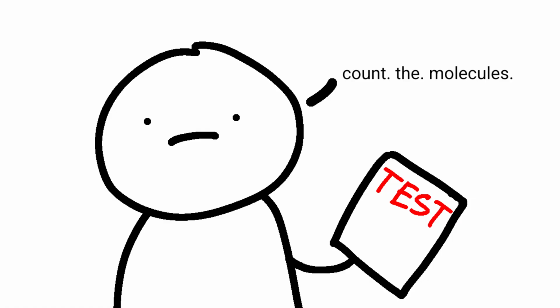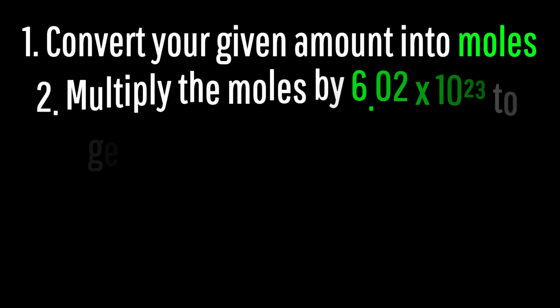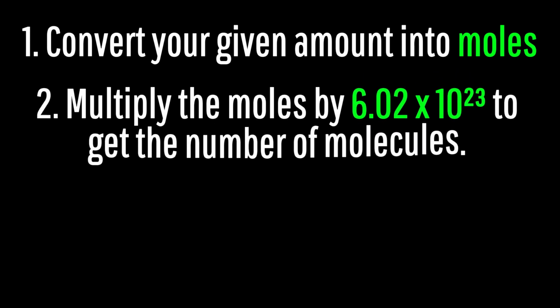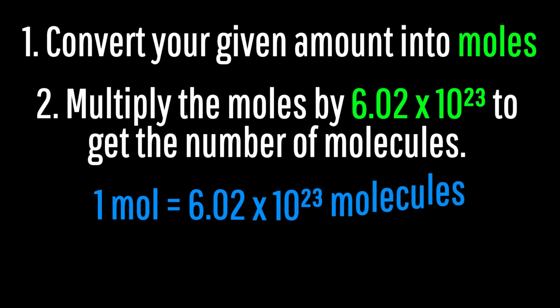Additionally, if the people who write the AP test need you to find how many individual molecules are in a substance, for whatever reason, first, convert your given amount into moles, and then multiply it by 6.02 times 10 to the power of 23. This is because there are 6.02 times 10 to the power of 23 molecules of a substance in a mole.